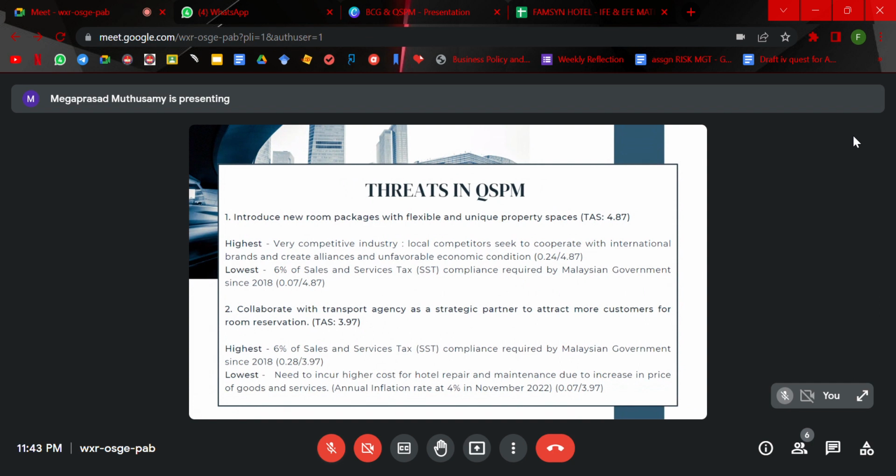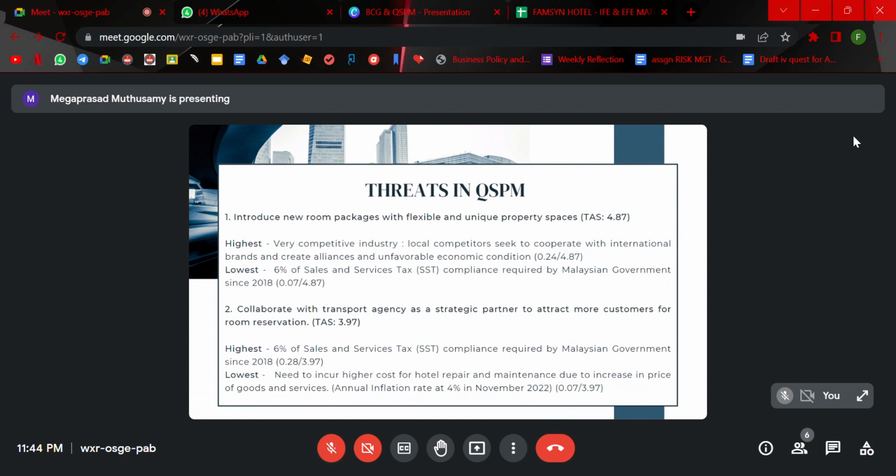The total attractiveness score was 4.87, and the highest is very competitive industry: local competitors seek to cooperate with international brands and create alliances, and unfavorable economic conditions. The score is 0.24 out of 4.87, and the lowest is the 6% sales and service tax, SST, compliance required by the Malaysian government since 2018, and the score is 0.07 out of 4.87.